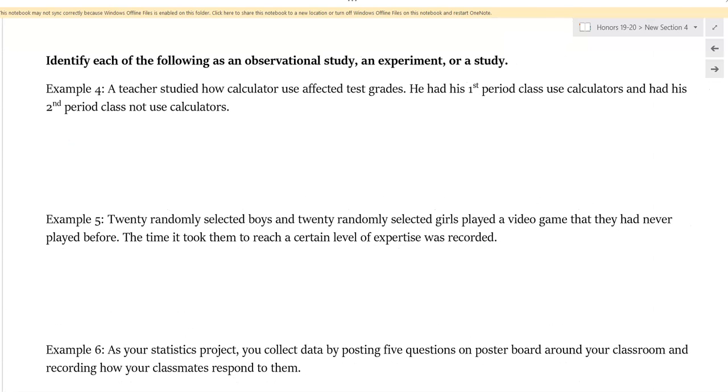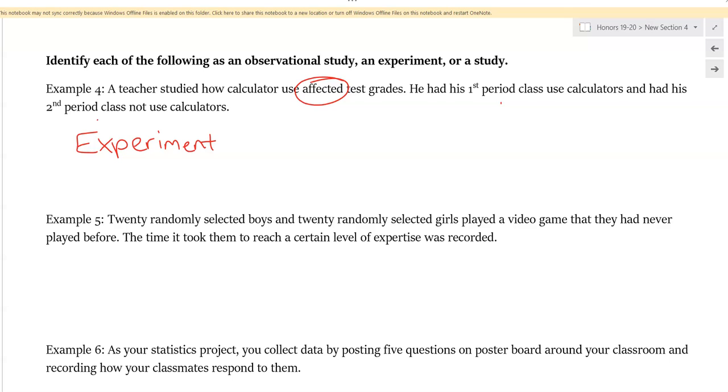Okay, a teacher studied how calculator use affected test grades. He had his first period class use calculators and had his second period class not use calculators. Again, that word affected. This is going to be an experiment. And you can easily see the two groups, his first period class and his second period class, right? So he had those two groups. One he gave calculators, one he did not give calculators.